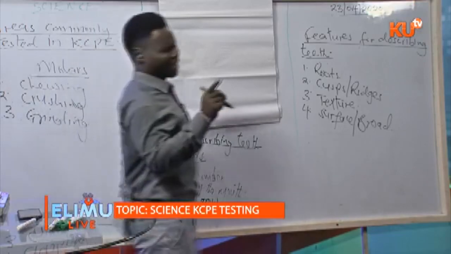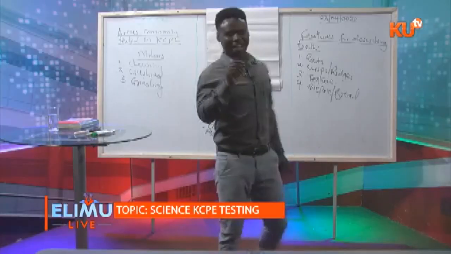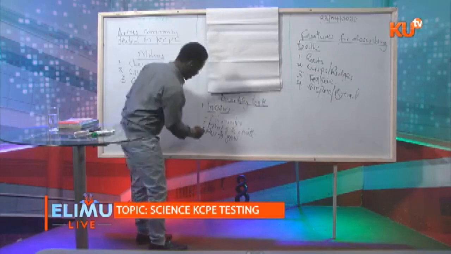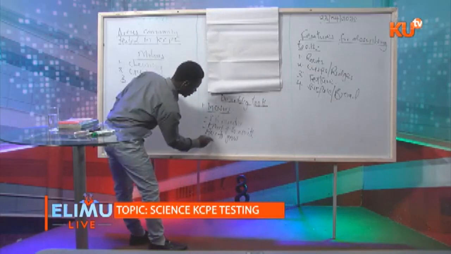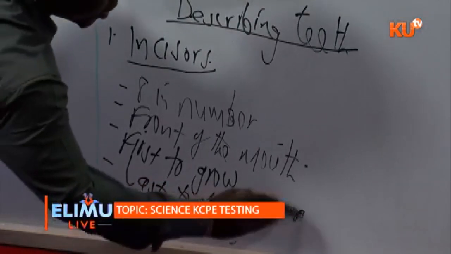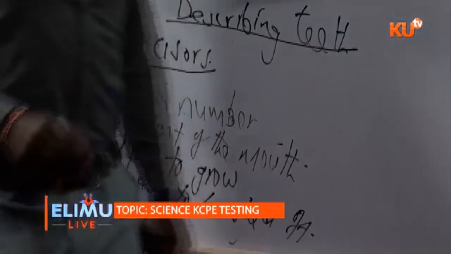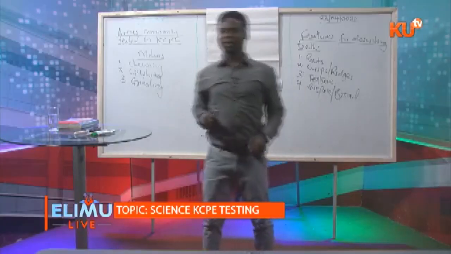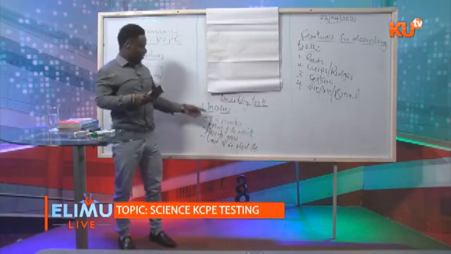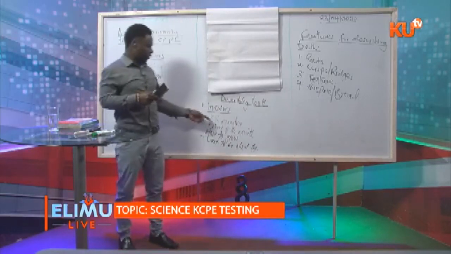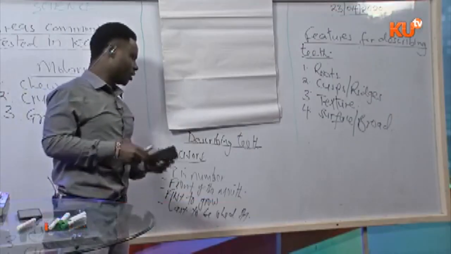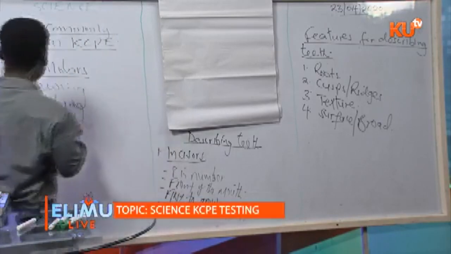Now, because they are the first type of teeth to grow, we can therefore say that they are the last ones to be shed off. We shall look at what shedding off means. So, incisors, just to be very fast: eight in number, in front of the mouth, first to grow, last to be shed off.